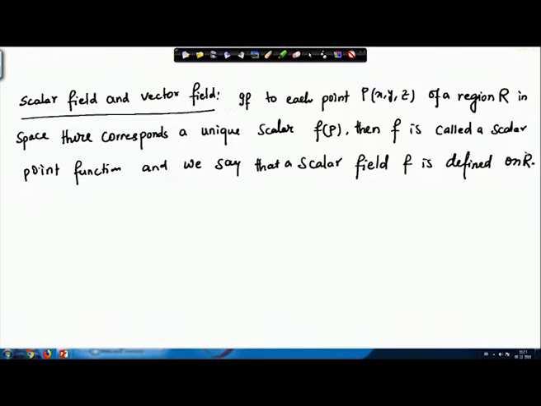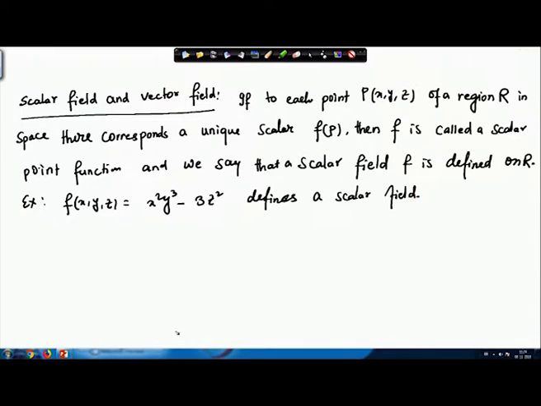So, if for every point P in that region R we can correspond a unique scalar f(P), then that unique scalar is called the scalar point function, and we say that a scalar field f is defined on R. Similarly, for example, if we have f(x, y, z) equal to, let us say, x square y cube minus 3 z square, this defines a scalar field.